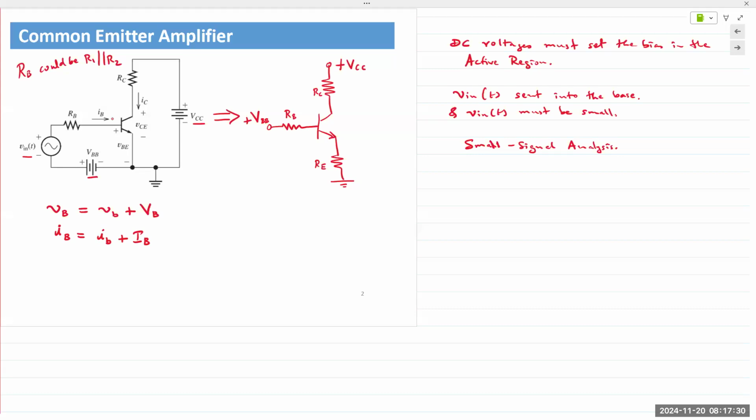The output is taken directly across the collector. In this case, we are taking it directly across the collector to emitter junction. And so our output, v_out, is basically vCE. And that again is a combination of the AC plus DC. Okay, AC plus DC.